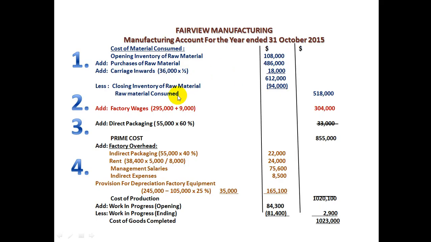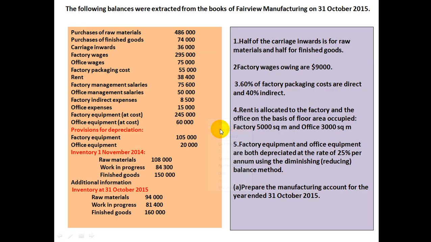2,95,000 plus 9,000, total factory wages are 3,04,000. The second part of our manufacturing account, which is the direct wages or direct labor, is also taken by us. Direct packaging, which means the direct expenses, which are given in the question as factory direct expenses, or you can say factory packaging cost 55,000.